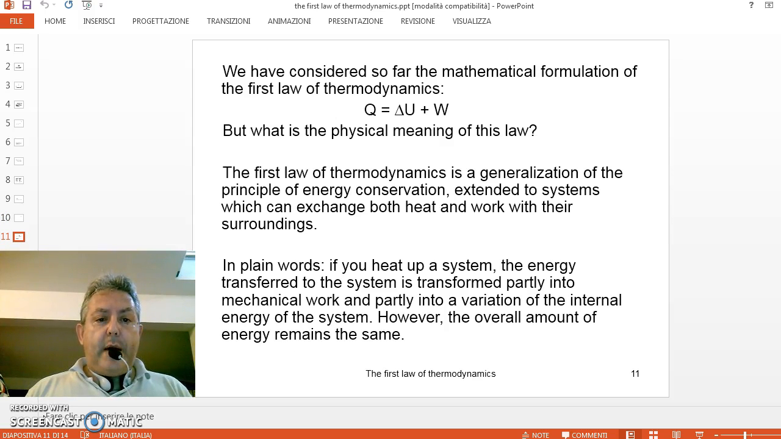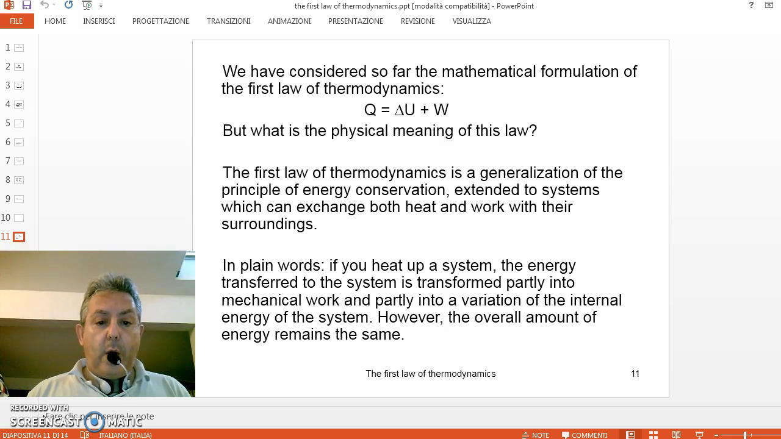Now let's talk about the physical meaning of the first law of thermodynamics. We have written down our mathematical formula. We have understood its simple formula, Q equals delta U plus W, but what's the physical meaning of it? We can say that the first law of thermodynamics is a generalization of the principle of energy conservation, which is a very important physical principle.